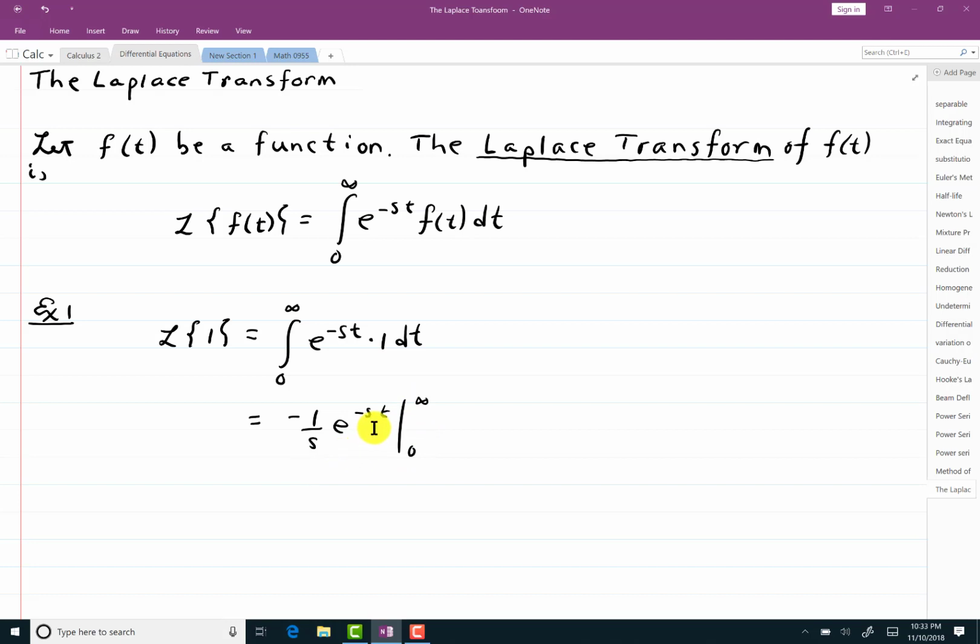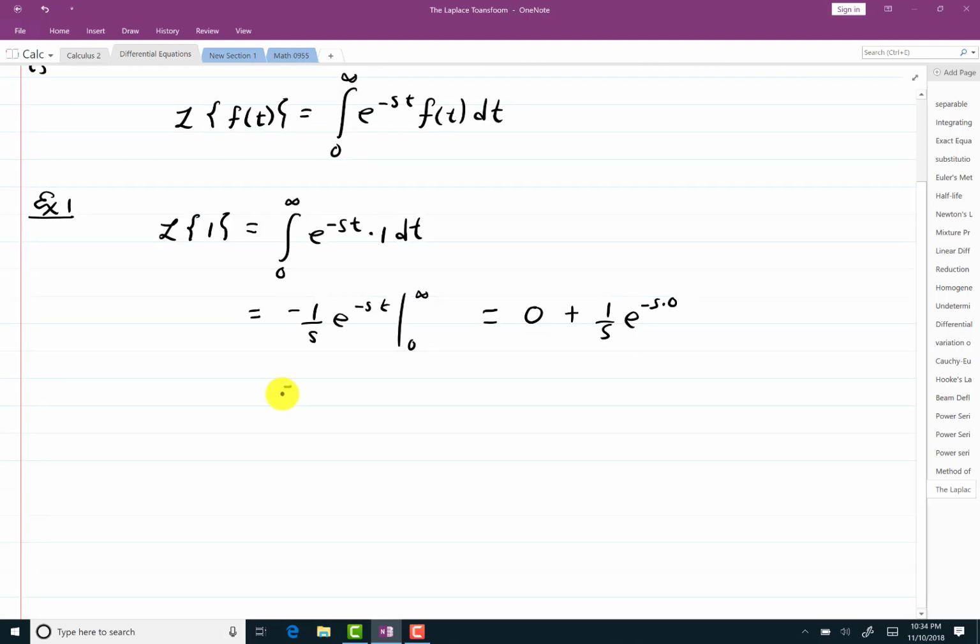Now, if we make the assumption that s is a positive number, then negative s is negative. Well, e to a negative power with t involved, with that going to infinity, will automatically equal 0. But then, on the other hand, I have to subtract off when I plug in the lower limit, and that will be plus 1 over s e to the negative s times 0, or simply 1 over s.